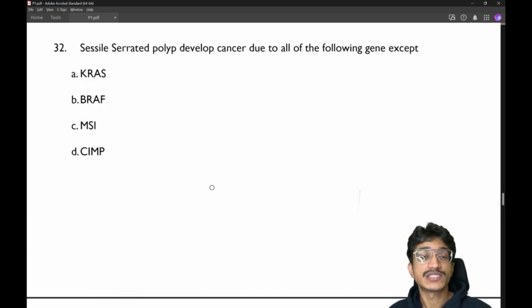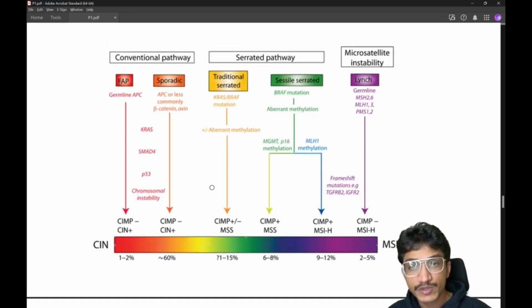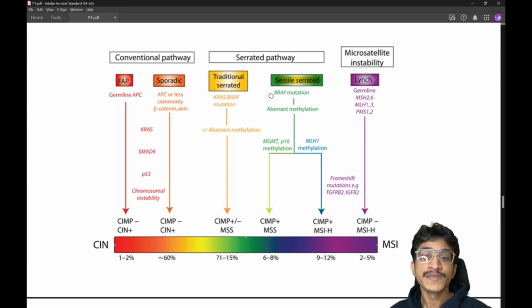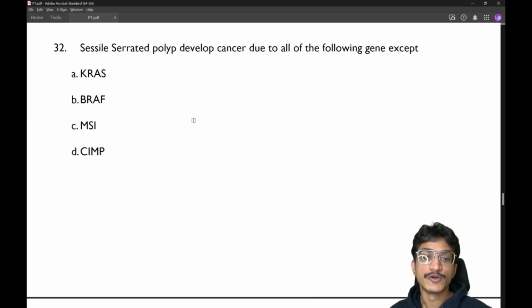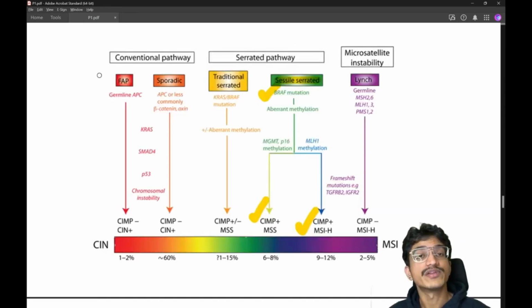Again, this is a question which I could not find in the conventional textbooks. I needed to search articles for the same. So if we see the serrated pathway, in that also they asked regarding a sessile serrated pathway. So the gene involved is BRAF. Then you have the CIMP pathway, you have the MSI. So you do not have KRAS in this case, you have BRAF, you have MSI, and you have the CIMP pathway. So KRAS should be the answer in this case according to the article reference which I have found for this.